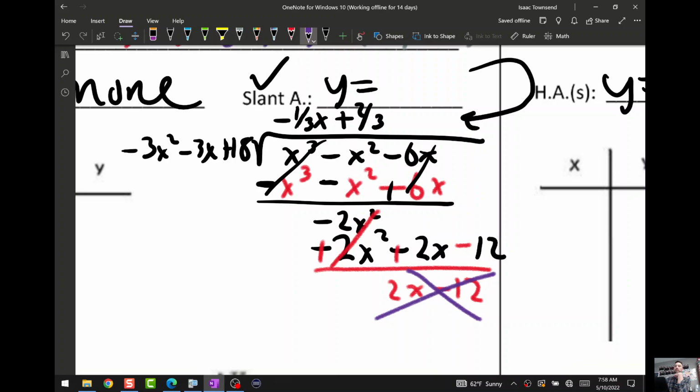So it's kind of nice if you make a careless mistake at the very, very end of a slant asymptote question, it doesn't mess you up. But our slant asymptote equation comes from the quotient. Negative 1/3 x plus 2/3.